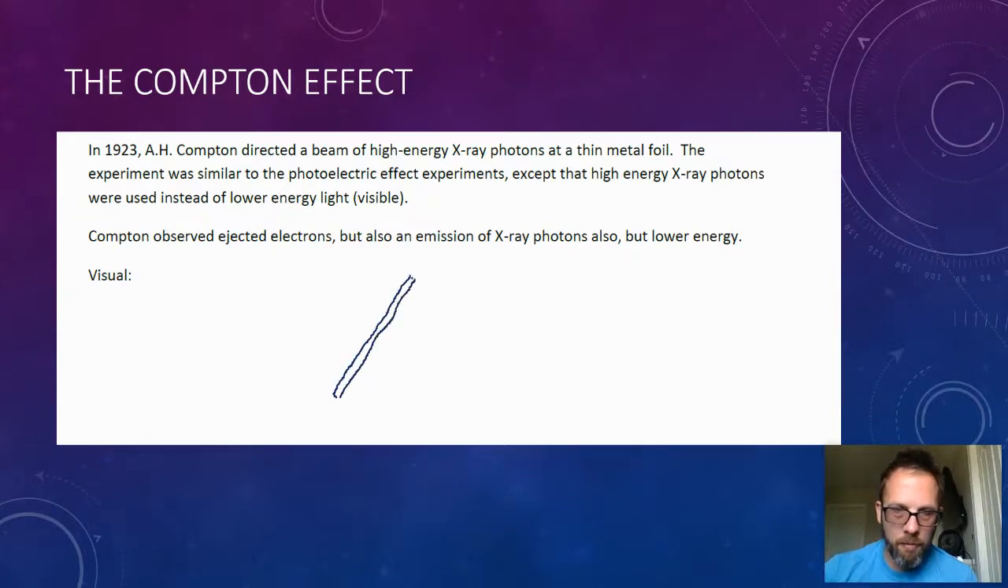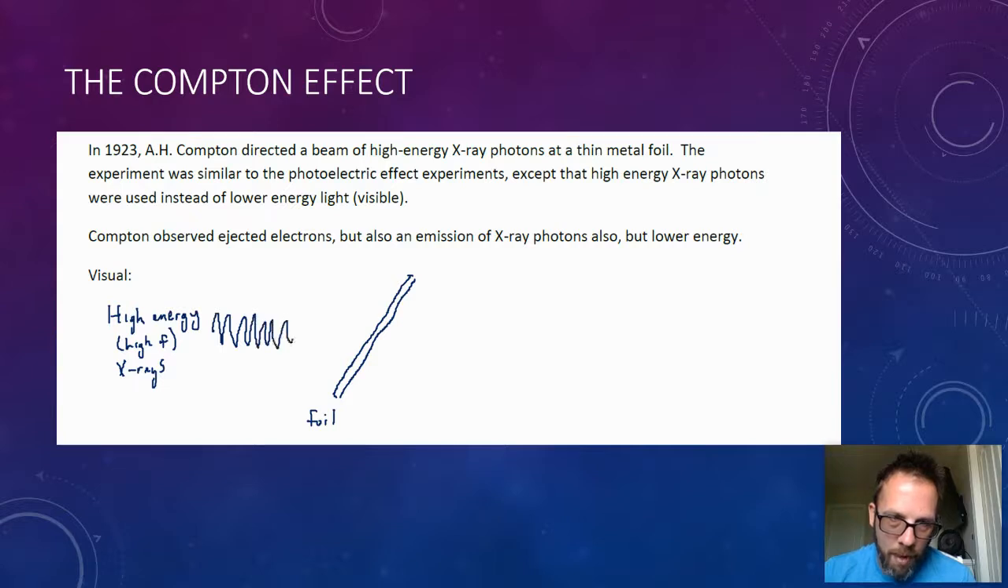So we have some thin piece of foil. And we have high energy, and again, that just means high frequency, X-rays. And to illustrate their high frequency, small wavelength, let us do that, coming this way. And what he found was when they struck the foil, they emitted electrons. So kind of like the photoelectric effect.